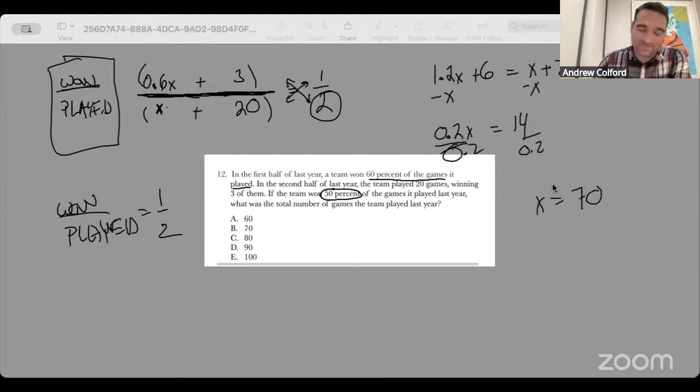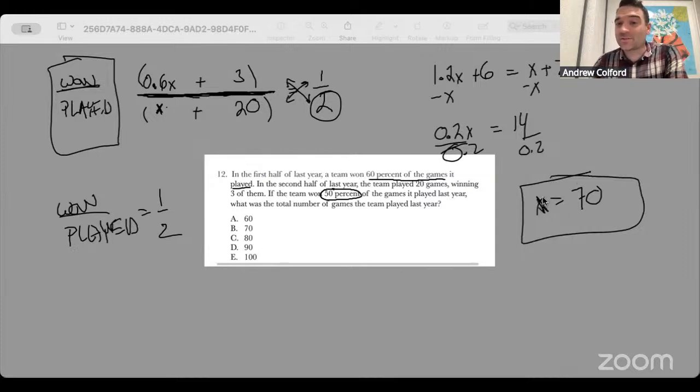However, this is what makes this question extra fun. That's not the correct answer, right? 70 is not the correct answer. X represents the number of games we played in the first part of the year. The total number of games that we played last year, which is what it's asking for, is 90, 70 plus 20.